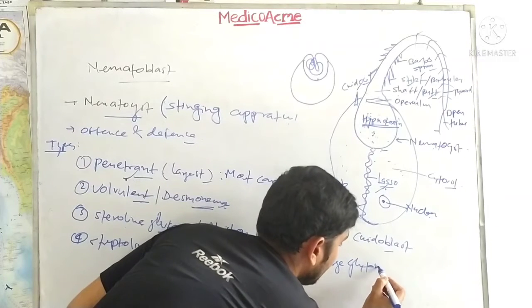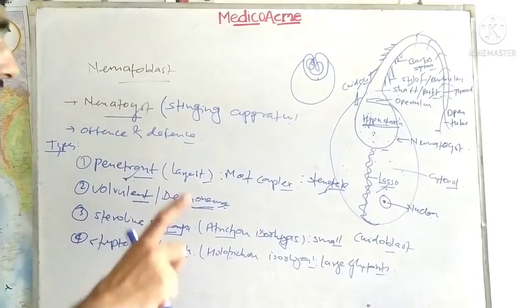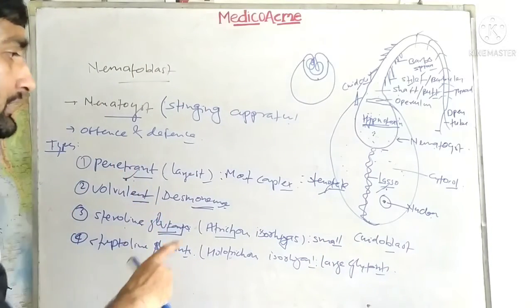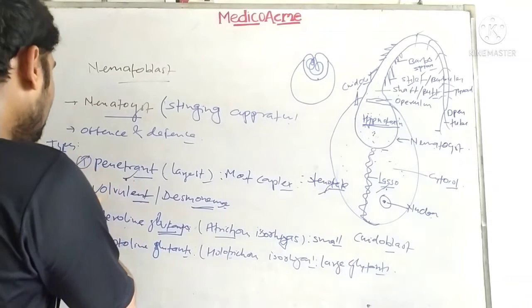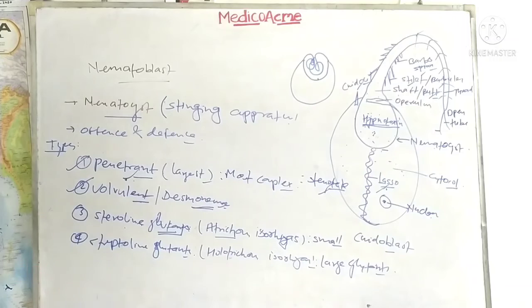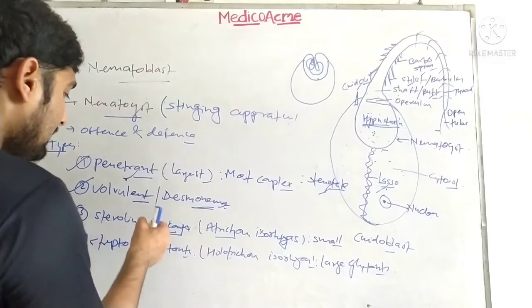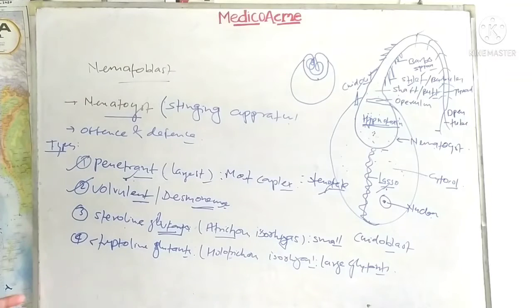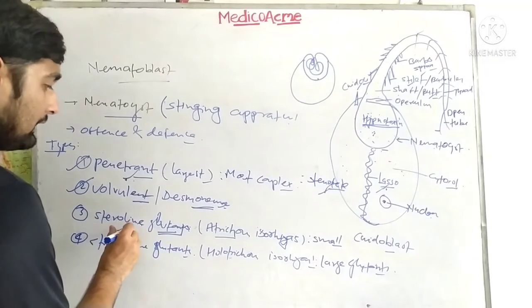Anything you can spell, glutens or glutens. Okay. So guys, these four kinds of nidoblasts are very important from the examination point of view. Please remember it. The most important are penetrant and volvent, and it becomes important because if they ask which nidoblast has no butt, then you have to answer stereoline.